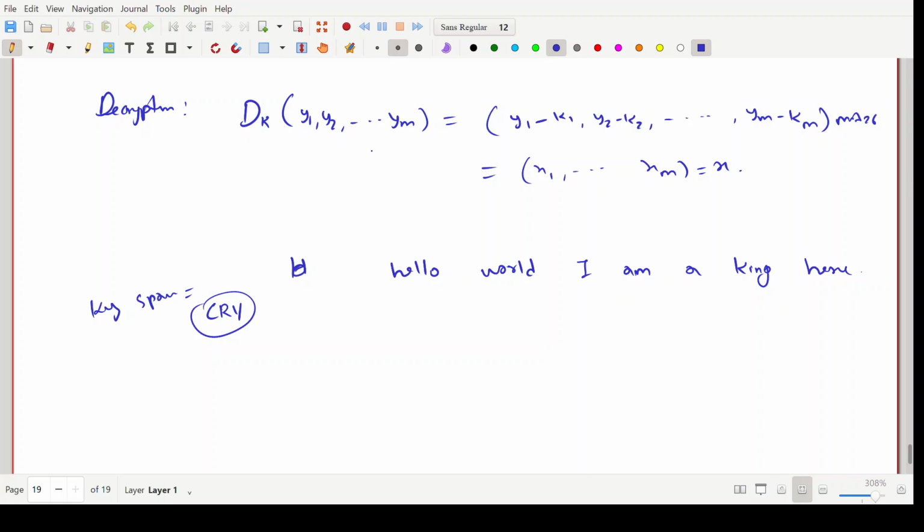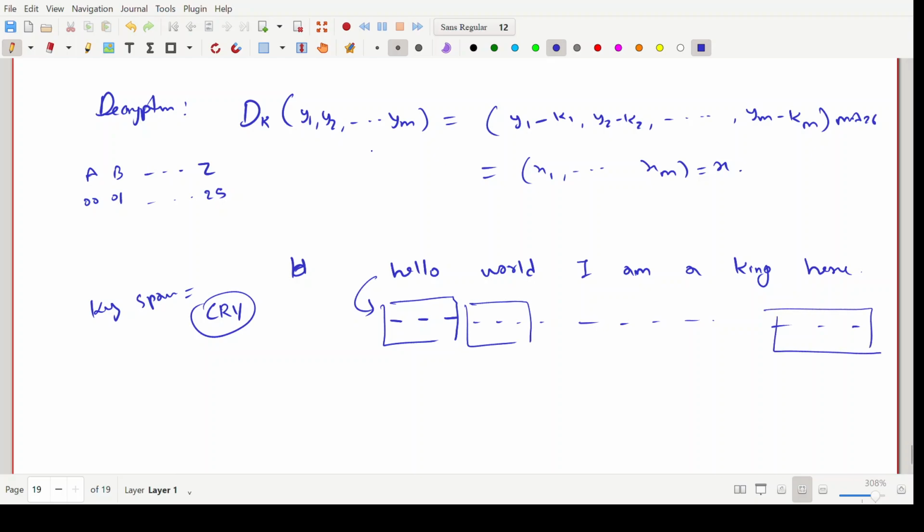So what you have to do, you have to divide your message into blocks of three. First write it as numbers. So write the alphabet as I told you, A, B, C up to Z. Put A as 00, put B as 01, up to 25. Like that, write the numbers, and divide into blocks of 3. You divide the first 3, then the next 3, and like this to the last 3. And what is the key? The key is cry. So I am going to write the numbers for cry.